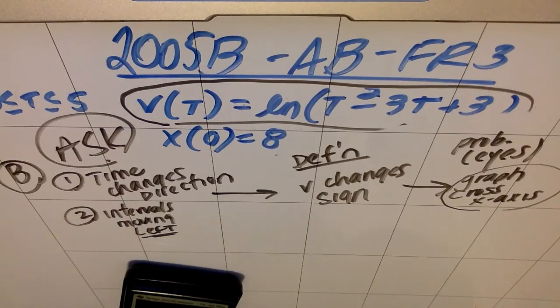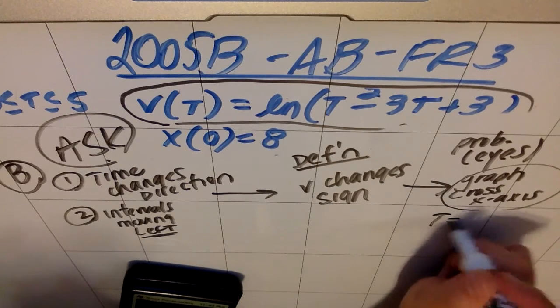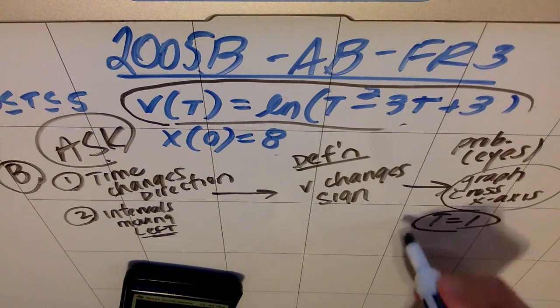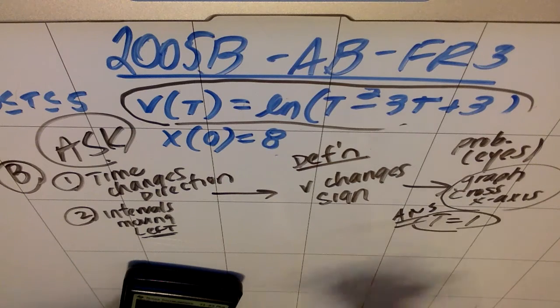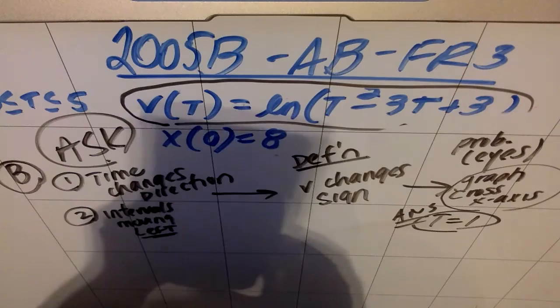Well, that was nice and friendly. Okay, so the first answer is when t is 1, right? My calculator said x is 1, but t is 1 is my first answer. So the first answer is t is 1. And then the other one may not turn out quite so nice. We'll find out. Maybe it will.